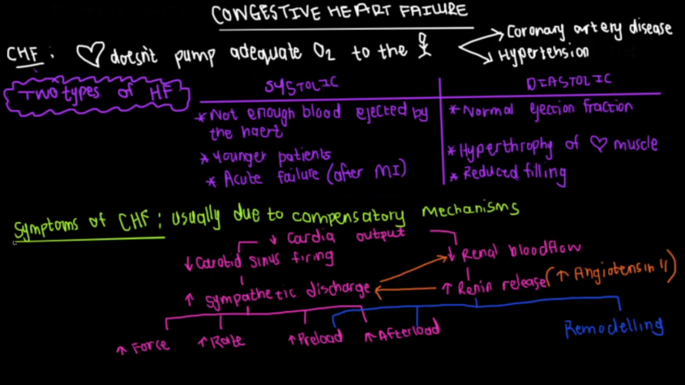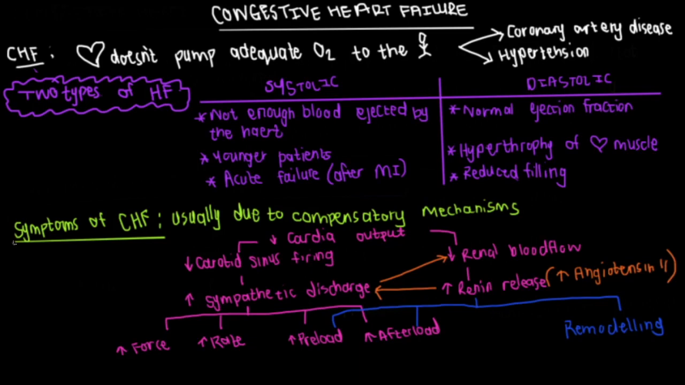While when you look at the right-hand side, the renal blood flow is also going to decrease, but the renin concentration is going to increase, and thus the concentration of angiotensin II will increase. This is going to cause an increase in preload and an increase in afterload, and also remodeling.